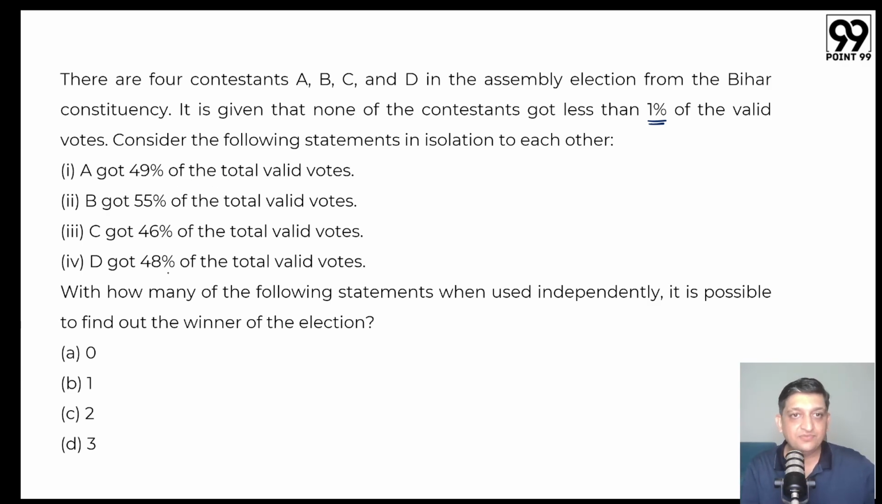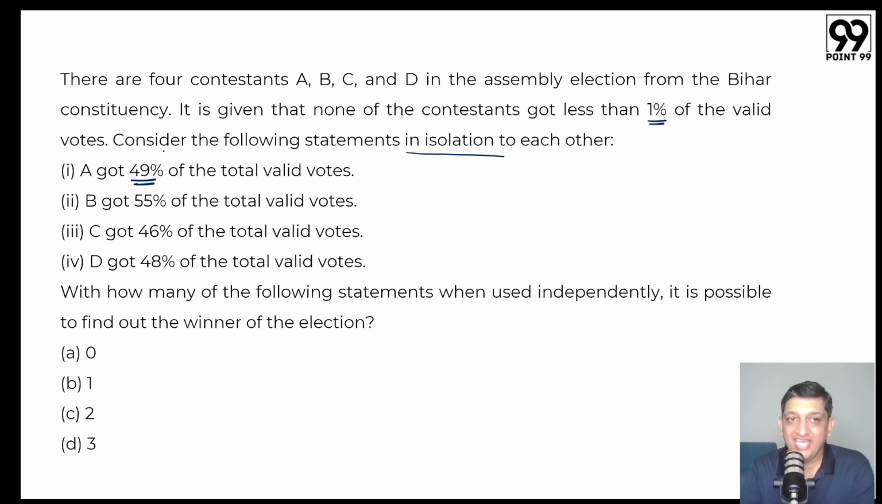Now there are these 4 statements that have to be considered in isolation to each other. As in, I will only look at statement 1 disregarding statements 2, 3, 4. Again, I will look at only statement 2 disregarding statements 1, 3, and 4, and so on and so forth. With how many of the following statements, when used independently, is it possible to find out the winner of the election? So A got 49% of the total valid votes. Will I be able to find out the winner of the election?